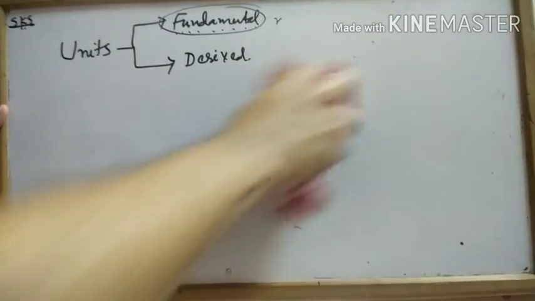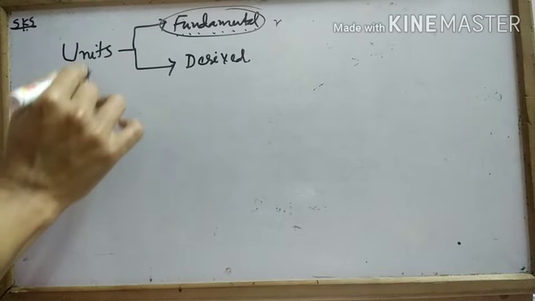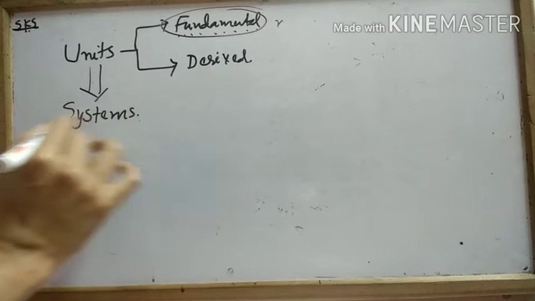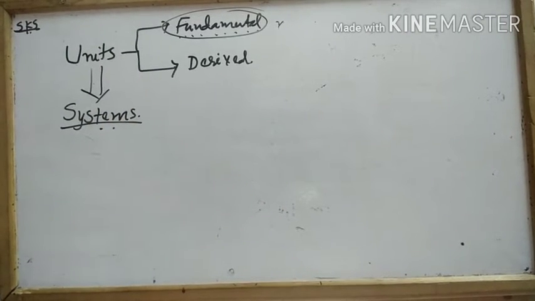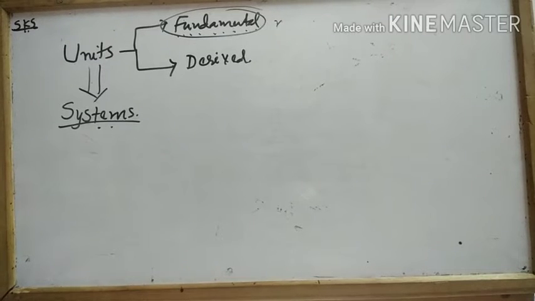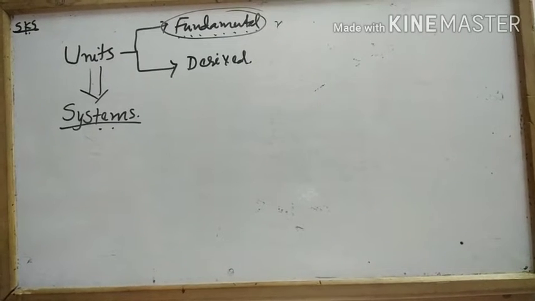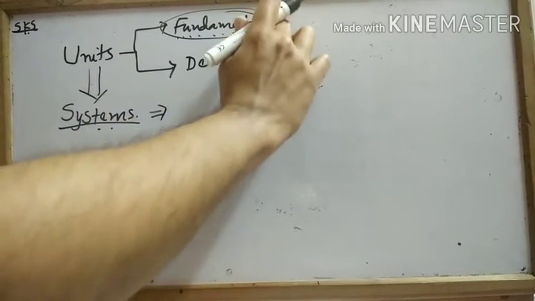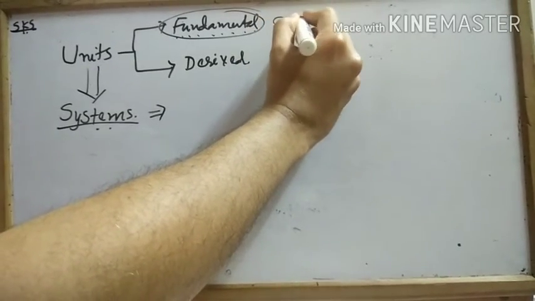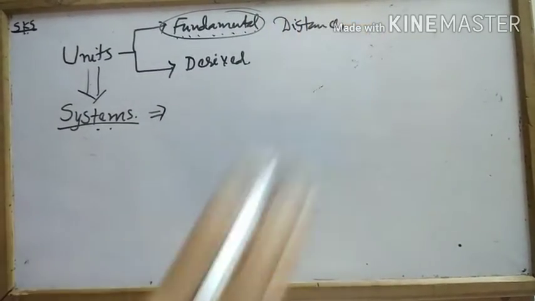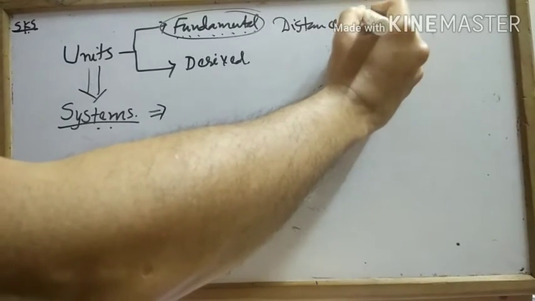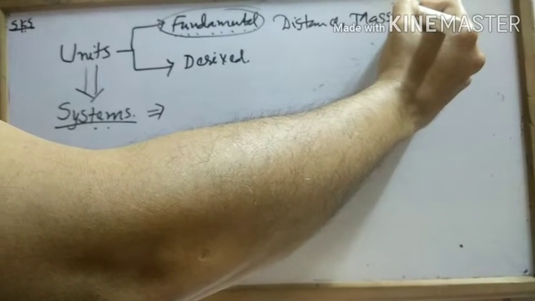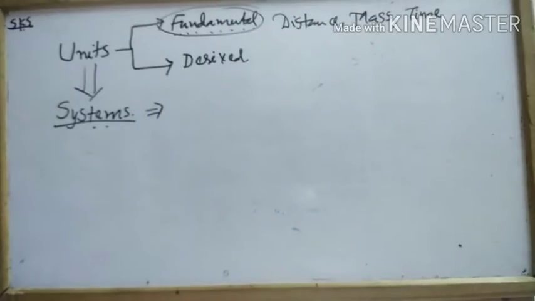Having said that, we have to understand in how many systems these units are calculated. Now long back, when there were no many systems prevalent and Britain was almost ruling over the entire world, that time the three fundamental units were distance, mass and time. Those are the basic fundamental units. These were the three basic fundamental units discovered at the start of the physics: distance, mass and time.